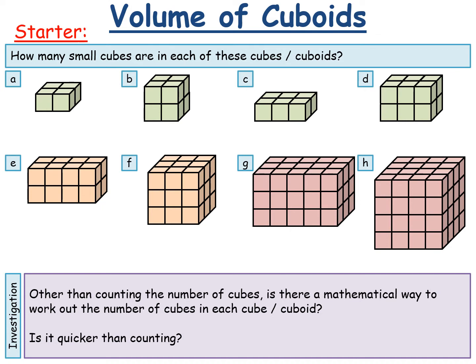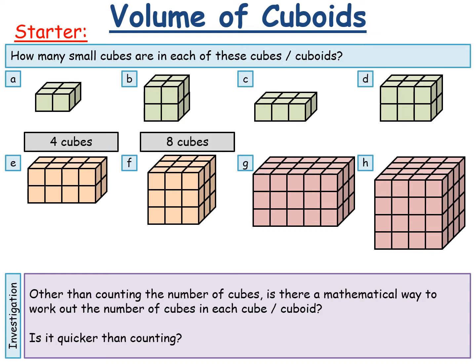Once you've done that, your investigation is this: other than counting the number of cubes, is there a mathematical way to work out the number of cubes in each cuboid? Is that quicker than counting? What method would we use and how do we reckon? Have a pause, have a go, and then we'll go through it on the next slide.